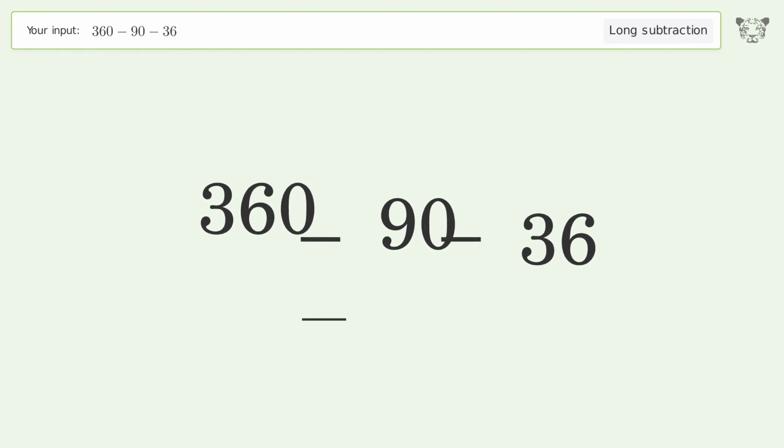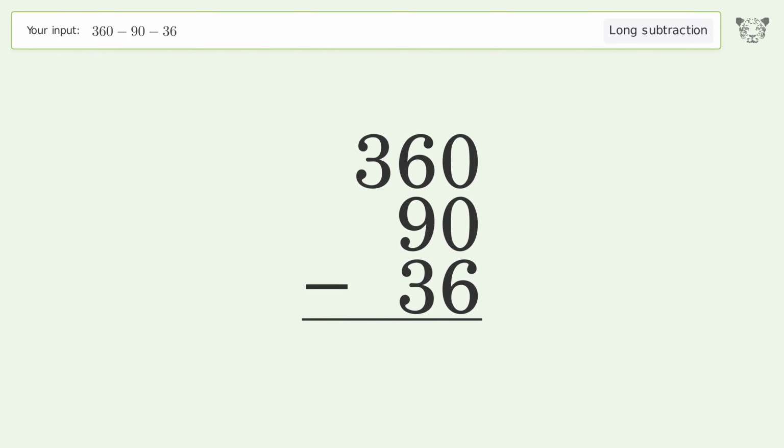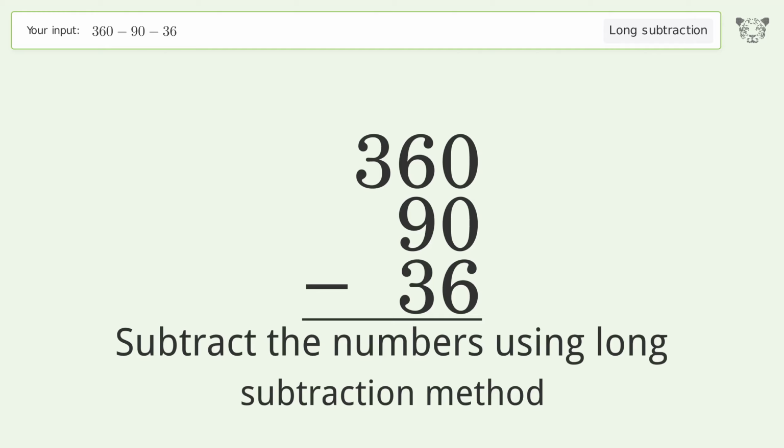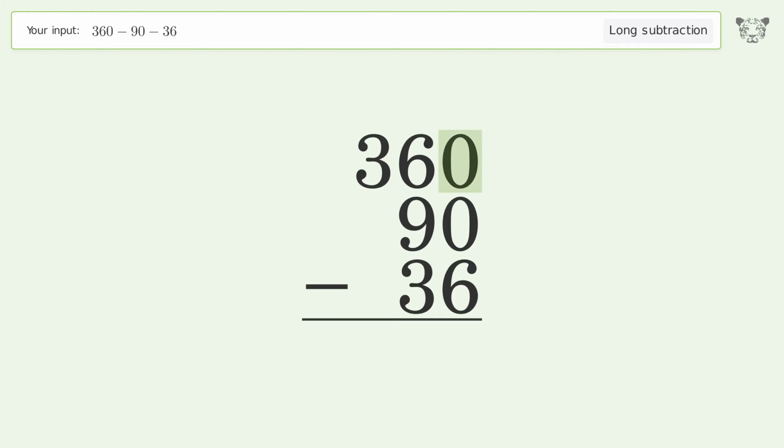Rewrite the numbers from top to bottom, aligned by their place values. Subtract the numbers using the long subtraction method. Because the upper digit, 0, in the ones column is too small to get a positive difference, borrow 1 from the digit, 6, in the next number place, which becomes 5, and get 10. 10 minus 0 minus 6 equals 4.